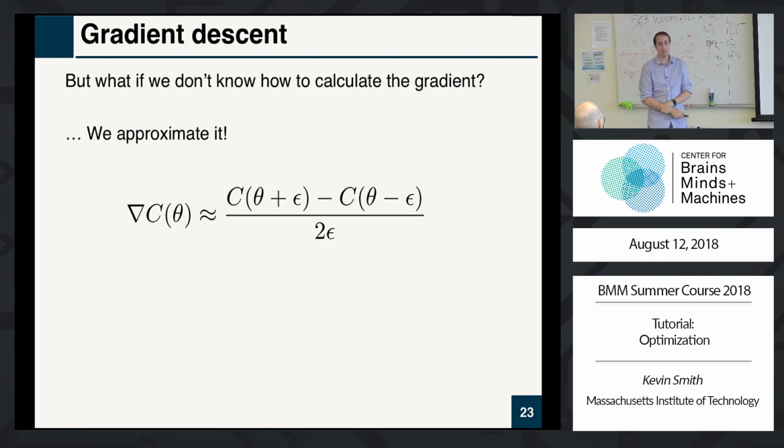Now, one thing to note is even for the single parameter optimization, you have to call this cost function twice instead of the gradient function once. So it's slightly more expensive, but it does save you from needing to analytically calculate the gradient.